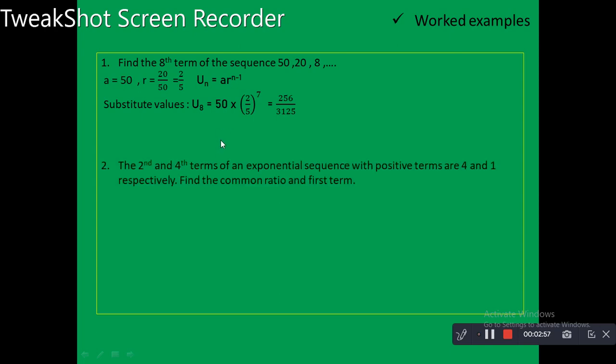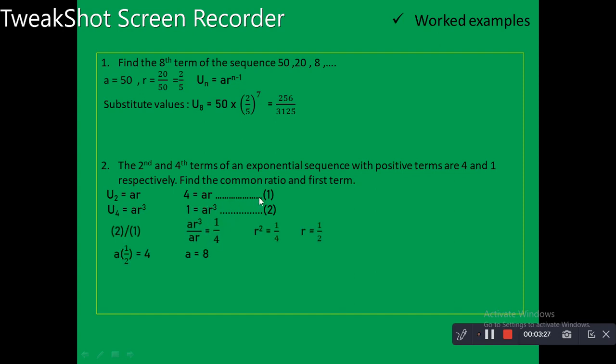Let's move on. The second and fourth terms of an exponential sequence with positive terms are 4 and 1 respectively. We have to find the common ratio and the first term. We can express the second term as 4 equal to ar, where a and r are the first term and the common ratio respectively, and the fourth term can also be represented as 1 equal to ar cubed, with usual meanings.